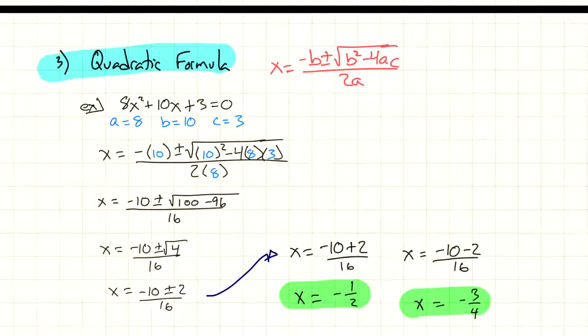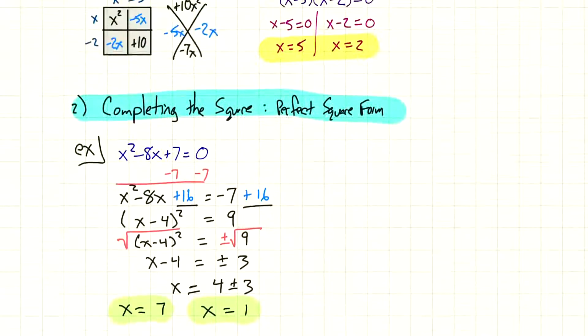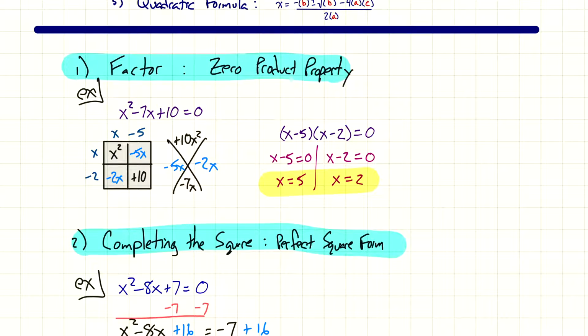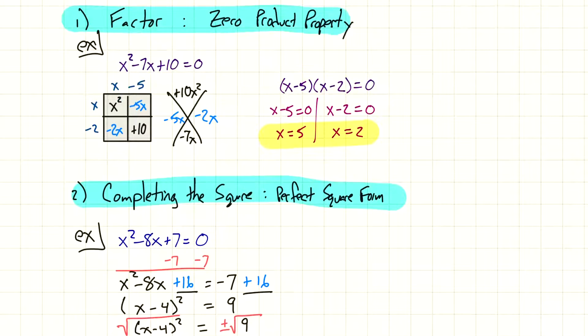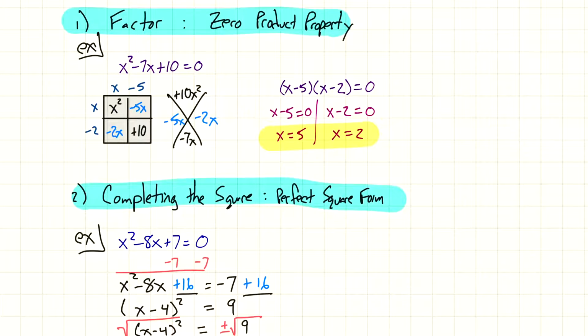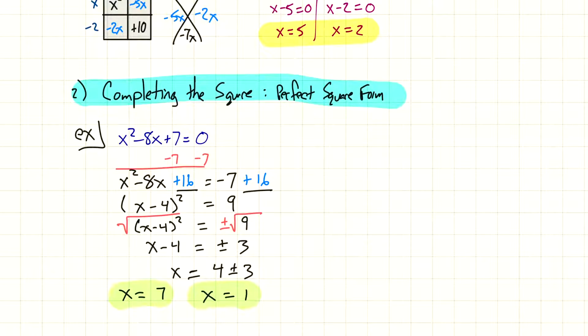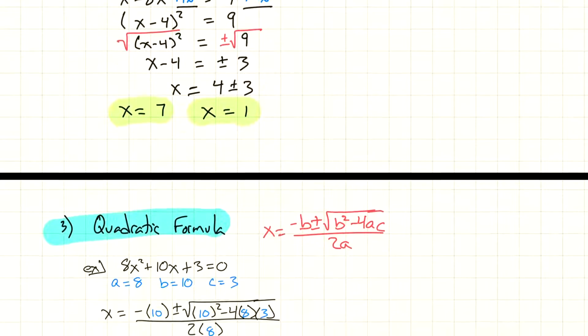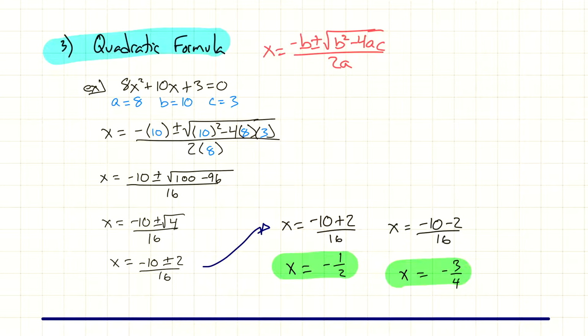All right, so we've gone over all 3 of these. So I'm just going to scroll up real quick. Factoring using zero product property, completing the square using perfect square form, and then quadratic formula. All right, so those are the 3 methods you need to be familiar with at this point.